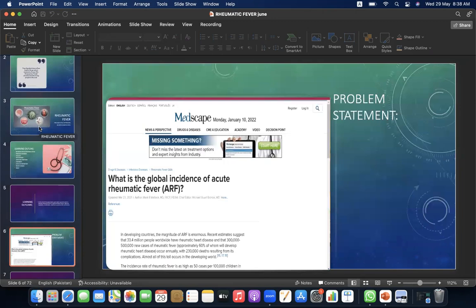Starting with the problem statement, what is the global incidence of acute rheumatic fever? In developing countries, the magnitude of acute rheumatic fever is enormous. Recent estimates suggest that 33.4 million people worldwide have rheumatic heart disease and that 3 lakh to 5 lakh new cases of rheumatic fever, approximately 60% of whom will develop rheumatic heart disease, occur annually with 230,000 deaths resulting from its complications. Almost all of this toll occurs in the developing world. The incidence rate of rheumatic fever is as high as 50 cases per 1 lakh children in the developing countries.